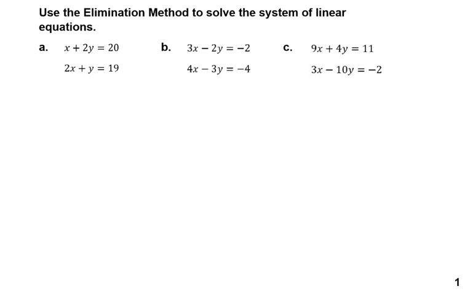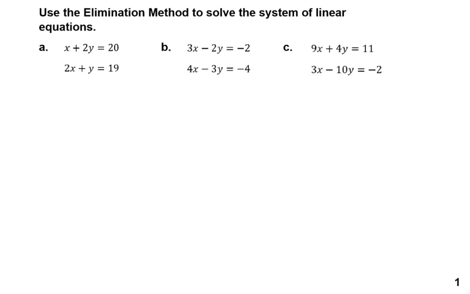In this video, we're going to be going over how to use the elimination method to solve a system of linear equations when we have to multiply one or both equations by a number so that we can make the elimination happen. So we're going to begin with our first example, which is x plus 2y equals 20 and 2x plus y equals 19. Notice that neither of them match. Neither of them are opposites.